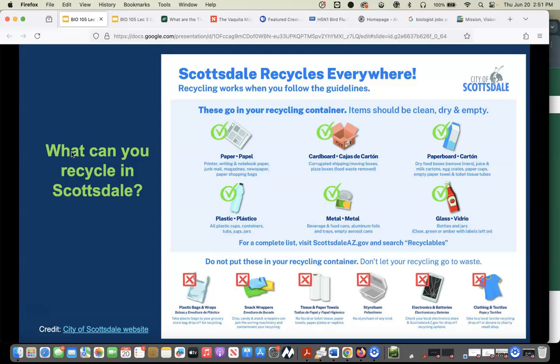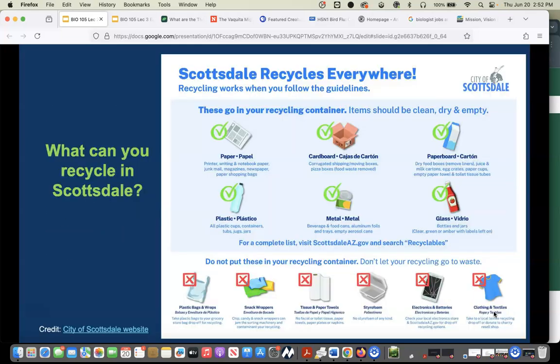Now, obviously, we want you to recycle. Recycling is a part of sustainability. And I put this for Scottsdale because it's Scottsdale Community College. So if you want to know what Scottsdale recycles, these are the things that Scottsdale recycles, and these are the things that Scottsdale does not recycle. So plastic bags are not recycled. Snack wrappers are not recycled. Tissue and paper towels, styrofoam, don't put styrofoam in there. Electronics, people do try to put electronics and batteries in there. Clothing and textiles.